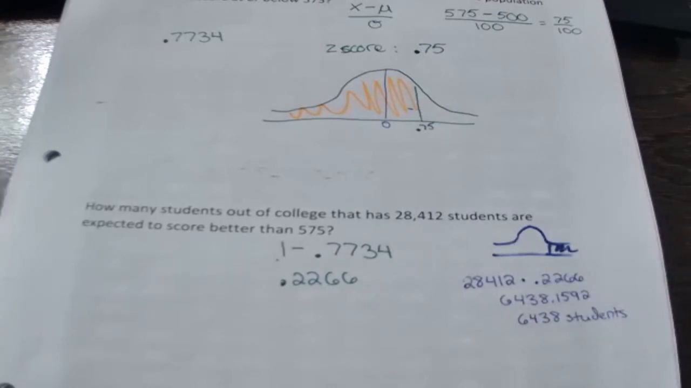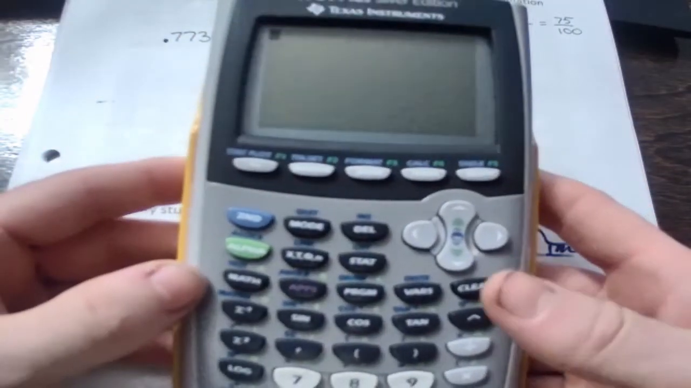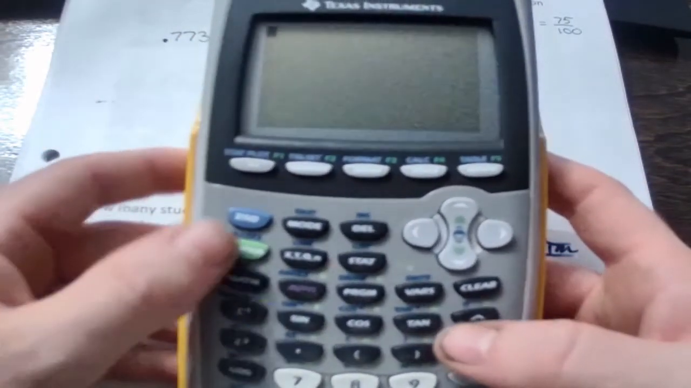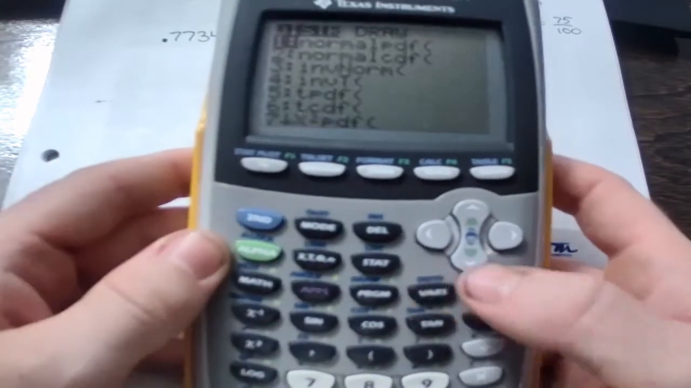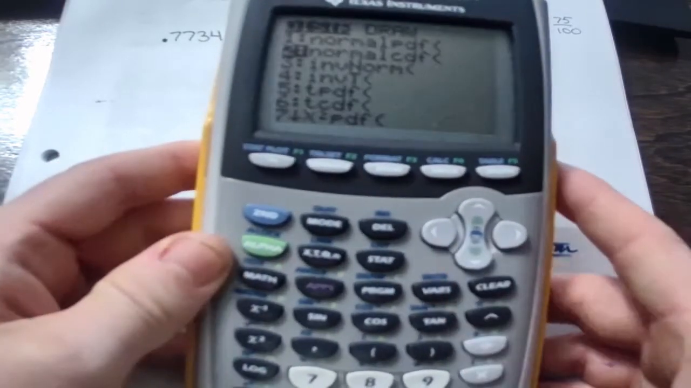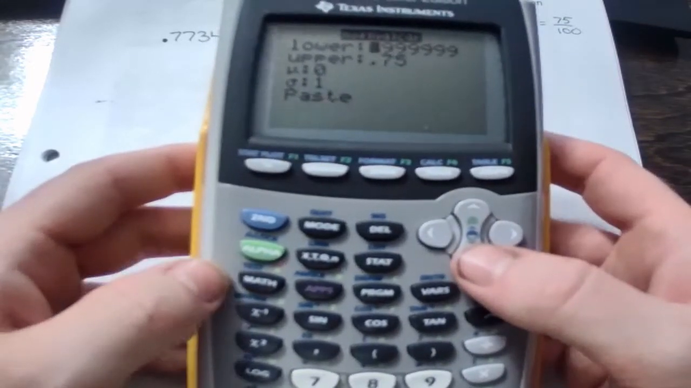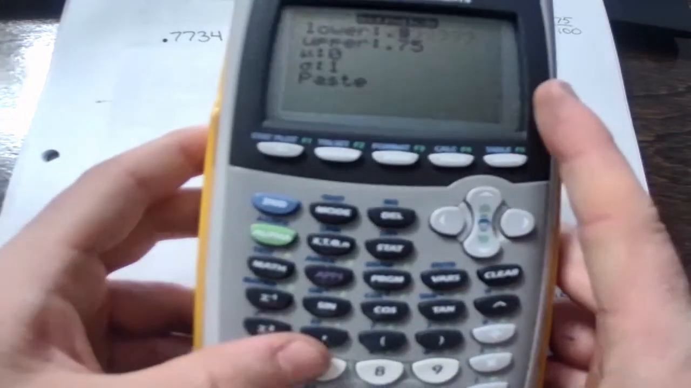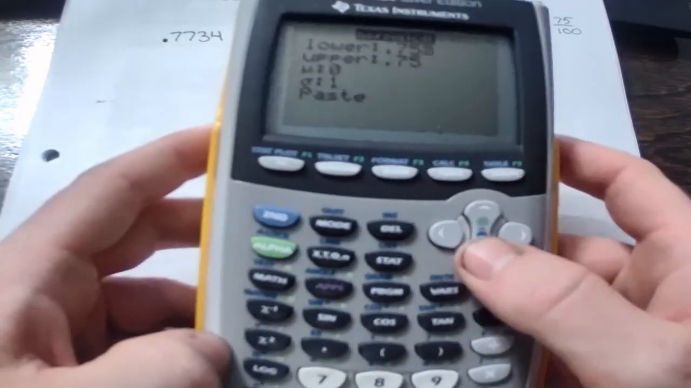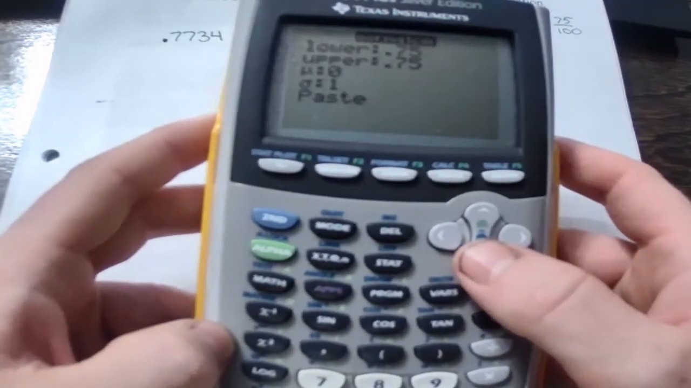Another way is by using the calculator, so I can show you that. If I were using the calculator, since I want to find the upper value, I would do again second vars. I want number 2, which is the normal CDF. This time my lower value would be the 0.75 because that's as low as I want it to go.